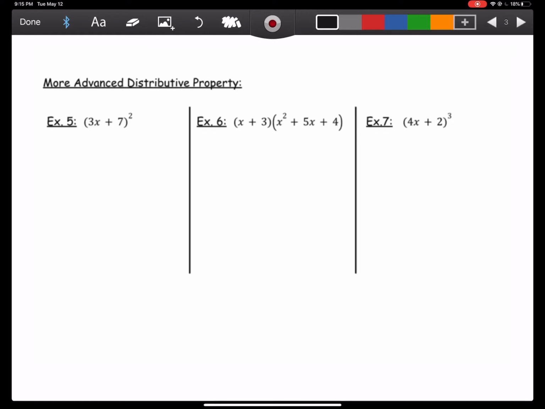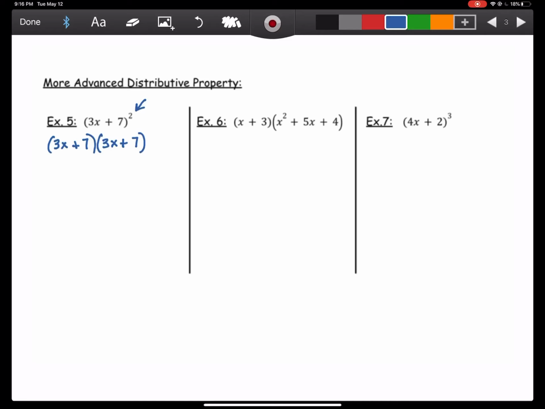So we have more advanced distributive property. Down here we see a real need to expand. In example 5, we have an exponent on a binomial. Now, the most important step is to expand this. 3x plus 7 squared means 3x plus 7 times itself. So writing that out is your best plan of action. If you try to take a shortcut there, you will make a mistake.